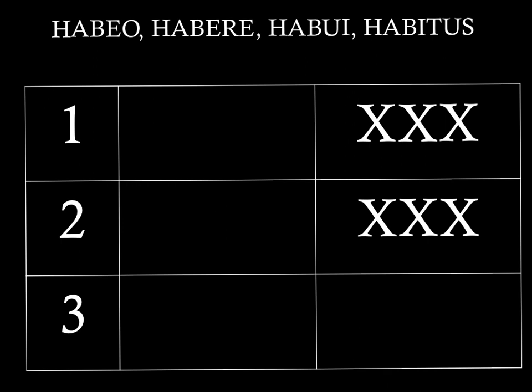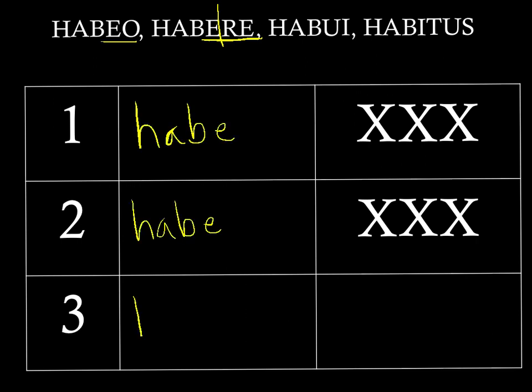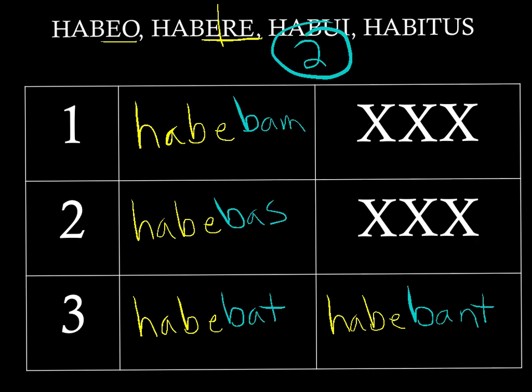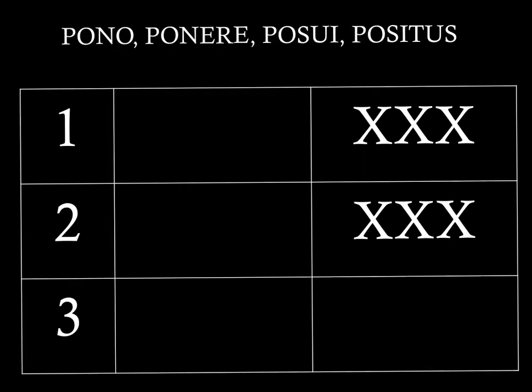Here we have a second conjugation verb. We've got the EO and the ERE. So the stem, you take off the RE, is habe. We're going to do the exact same thing. Write the stem 4 times. And then we are going to add the endings. So bam, bas, bat, bant. I was having, you were having, he was having. That's the translation of that. It's second conjugation, so no weirdness, we're done.